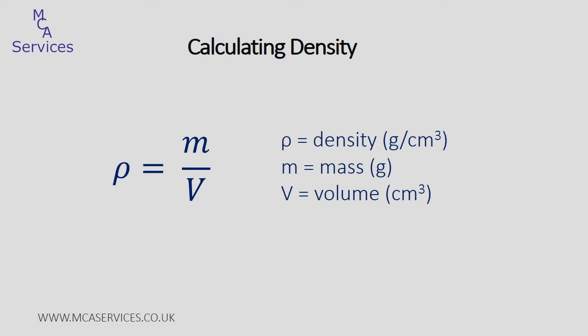Density looks quite easy to calculate. It's just simply the mass divided by the volume of the sample. Mass is quite commonly expressed in grams and volume in cubic centimetres, and this will give the density in grams per cubic centimetre. So we can also think of density to be the mass per unit volume of the sample.